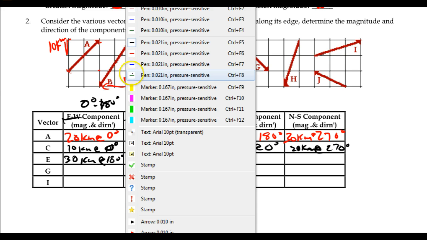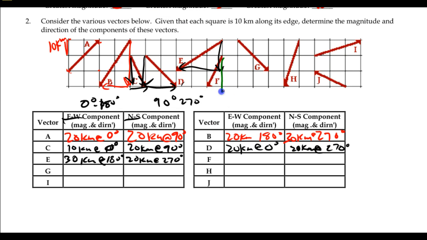F goes down and over, gotta overstretch that one. It's down 2, so that's 20 kilometers north-south. It is south, so that's 270. And then it goes over 1, so that's 10 kilometers at 180. It's to the west.